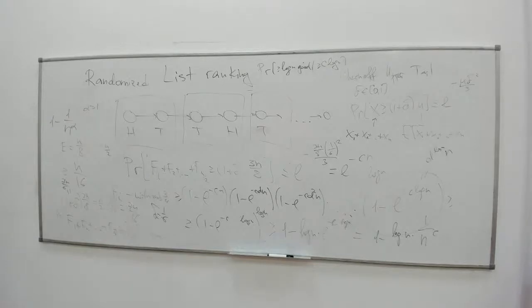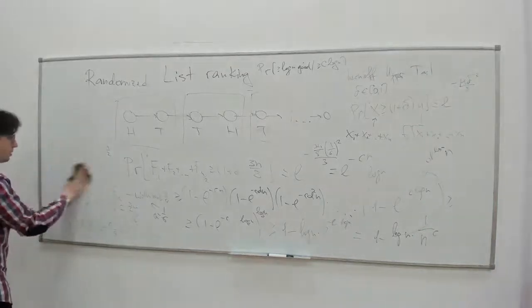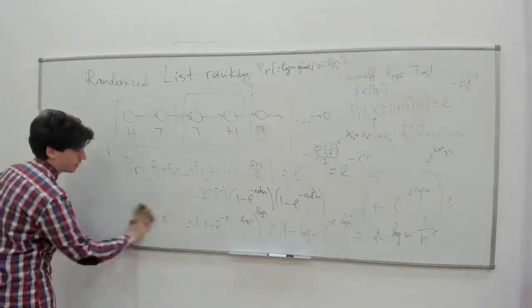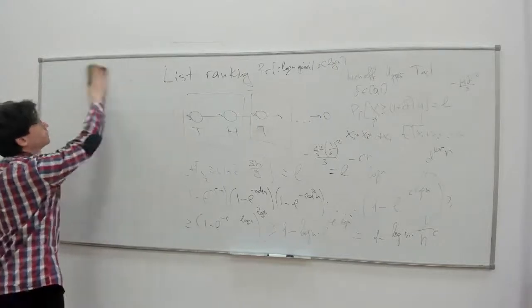So we proved that the randomized list ranking also works well with high probability, and it is much easier to write, because you don't need to do symmetry breaking. This randomization is very good for symmetry breaking, with the random variables.